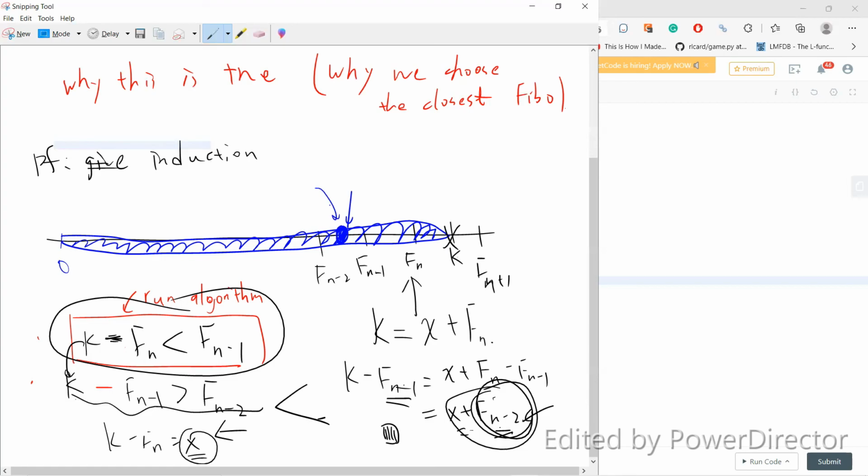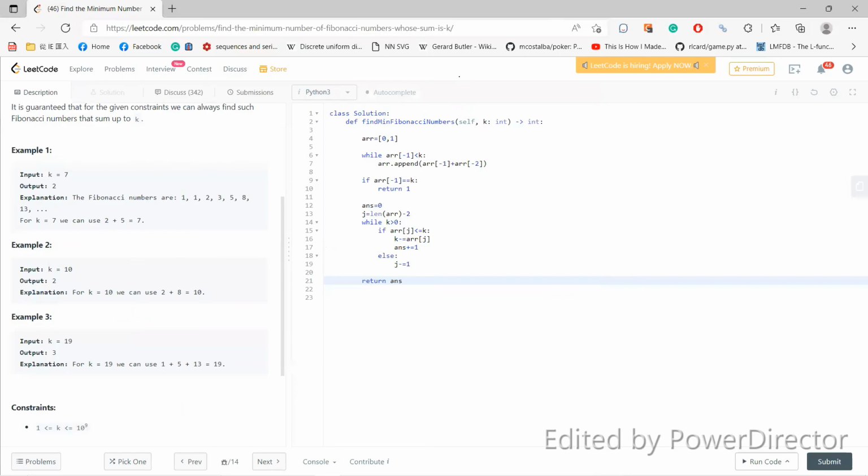When you use k minus fn minus 1, you already get fn minus 2, and this term cannot get decomposed. So you can only decompose up to x. But in this case, you only need to decompose x. So this one is less than this one because if you minus fn minus 1, you will get additional 1 term. Okay, so this is the proof why this algorithm finding the closest Fibonacci is true. See you guys in the next video.